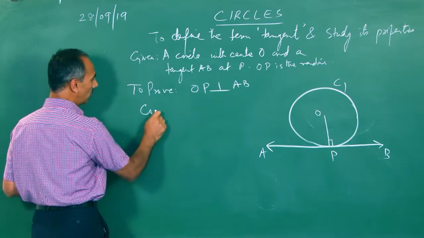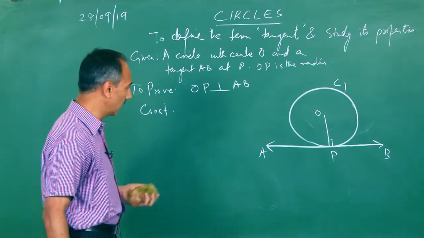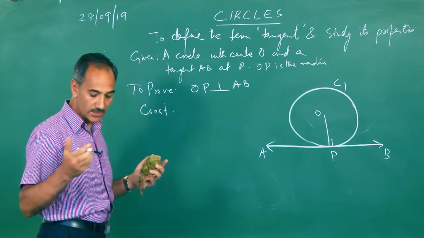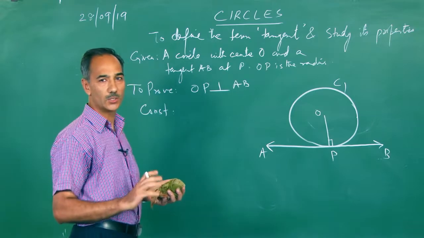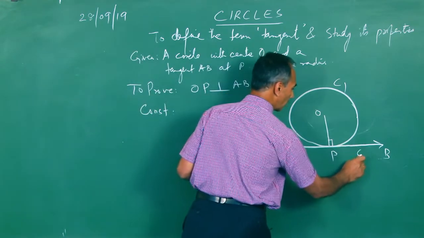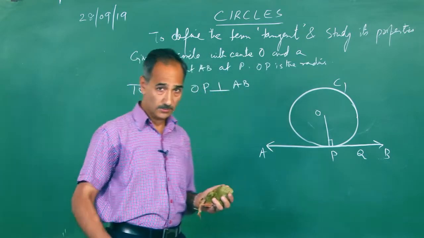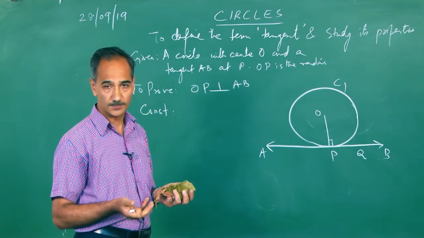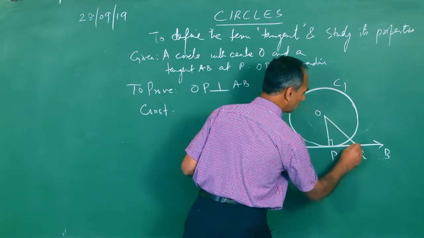Now, we need some construction. What construction will do? Let's see. As far as line AB is concerned, there are infinite points on AB. Let me take any point on the tangent AB, suppose Q. Now, this point is on the tangent and it's outside the circle, right? So I will join O with Q.